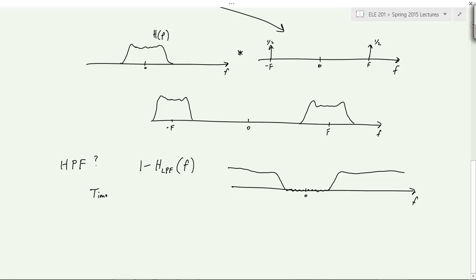But it would be a high-pass filter. In the time domain, this is delta of t minus h of the low-pass filter of t. So basically, yeah, we just let your signal through and subtract from it the low-pass filtered version.